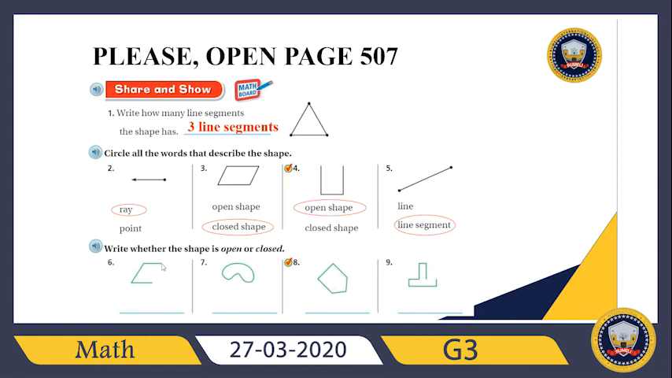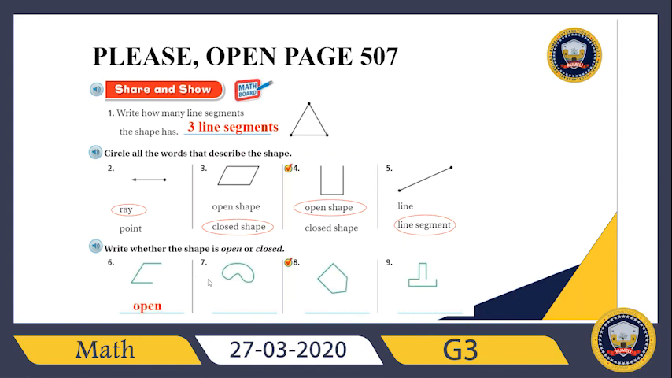Okay, let's check question 6. I'll start from here. My starting point is here. Let's track the line segments. I'll track it and my end point is here. My start point and end point are different. If they are different, it's an example for an open shape.